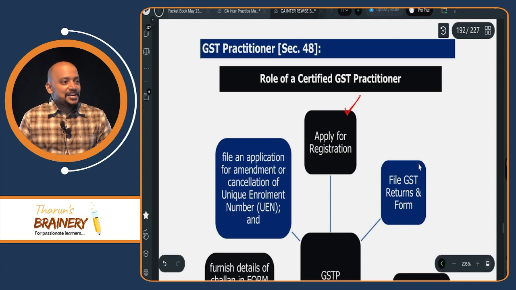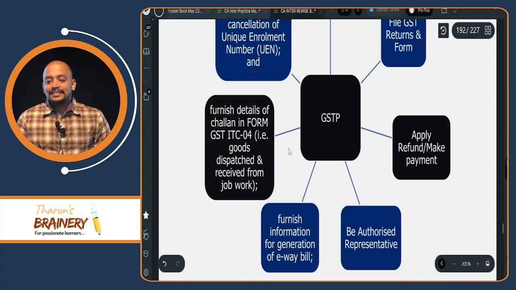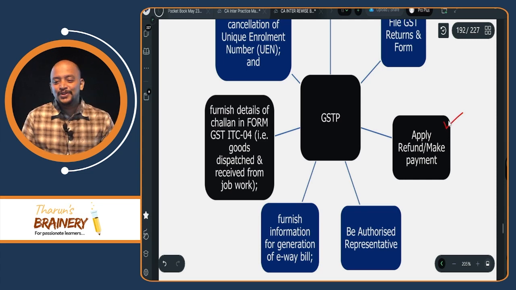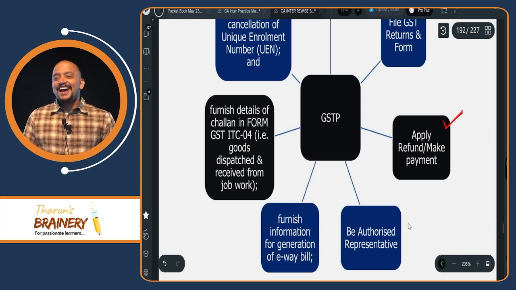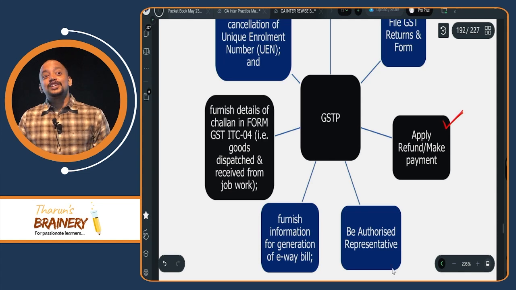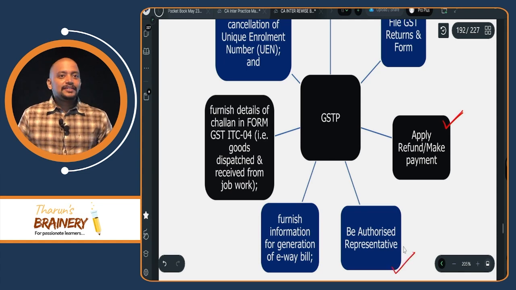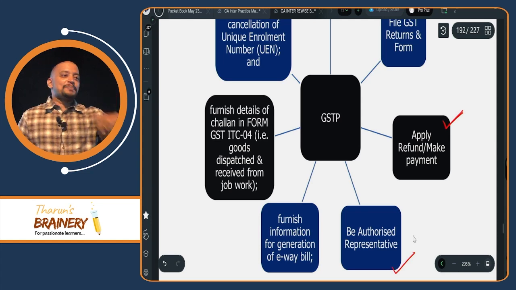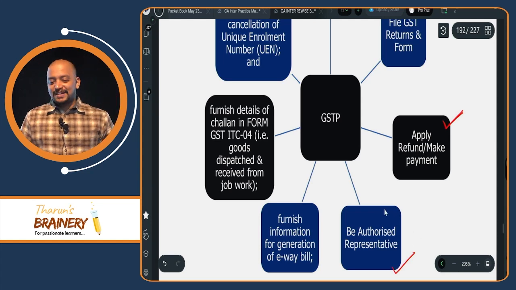They can file the returns. Okay. Then they can make payment of tax. Payment of tax is rocket science, you know. So they can pay tax. And they can act as an authorized representative. That is what they can represent the taxpayer before the department. Okay. So, but first they should get respect from the department for that.